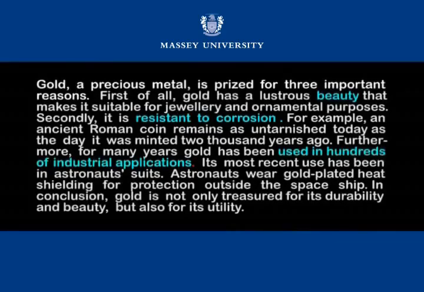those three reasons. The first thing that makes it precious is its beauty. This is illustrated by citing jewelry, ornamental purposes. The second is its durability. Roman coins are used to illustrate how gold does not rust or corrode. And thirdly, it's prized for its utility. And here we have an example of how it's used in space technology.